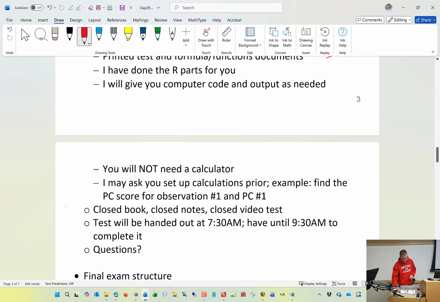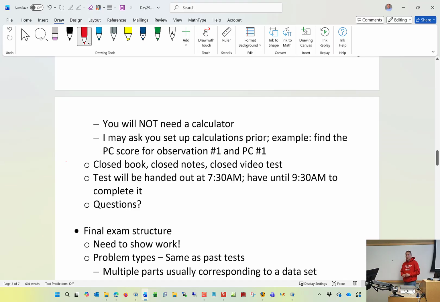Okay. You will not need a calculator for this test. So even though you won't have access, you won't be using the computer at all. You will not need to use a calculator to do any kind of calculations. Rather, for example, I might have you show me how you would calculate a principal component score. So you actually set up the equation, but you don't do the final calculation. It's closed book, closed note, closed video. Fortunately, we're the Friday of finals week at 7:30 a.m. So we'll start at 7:30 and go to 9:30.